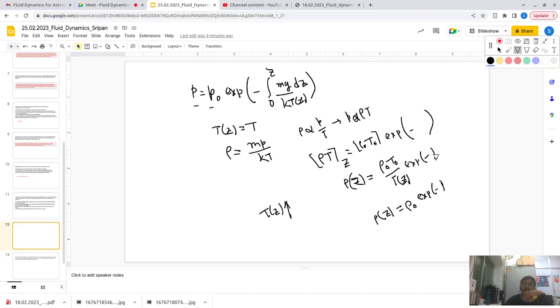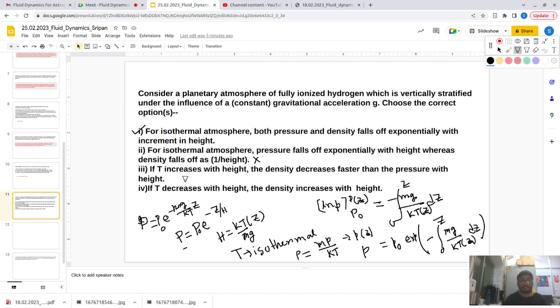So we have two contributions. One is from the exponential, another is 1 by T. Both of them are trying to drop this rho z. So obviously this rho will be much higher than P, for the temperature increment with height. So the third one decreases faster. This is the correct answer.